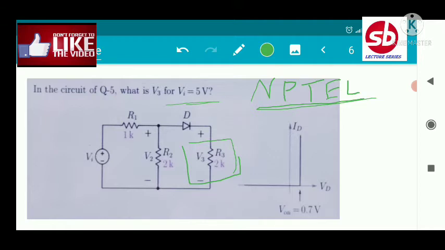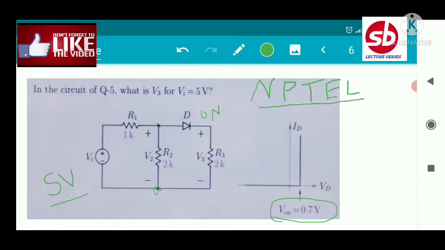Now for this question you have to first identify whether the diode is on or off. You can see here that the on voltage of the diode has been kept at 0.7 volt. So as soon as the voltage across these two terminals exceeds 0.7 volt, the diode will be on. So first you have to identify, if we apply 5 volt here, will the diode be on or off? That is our first question. Then we will proceed from there.